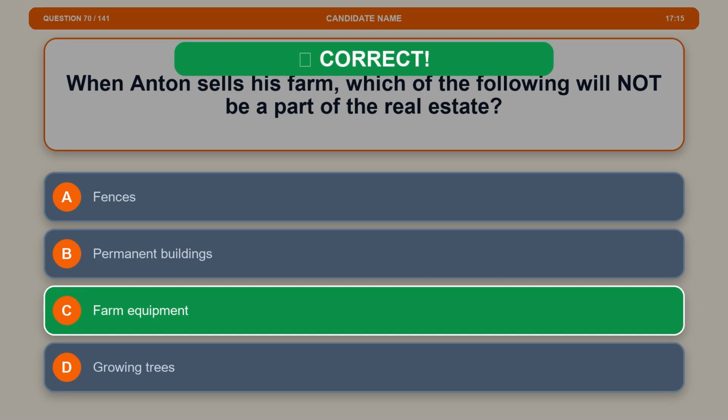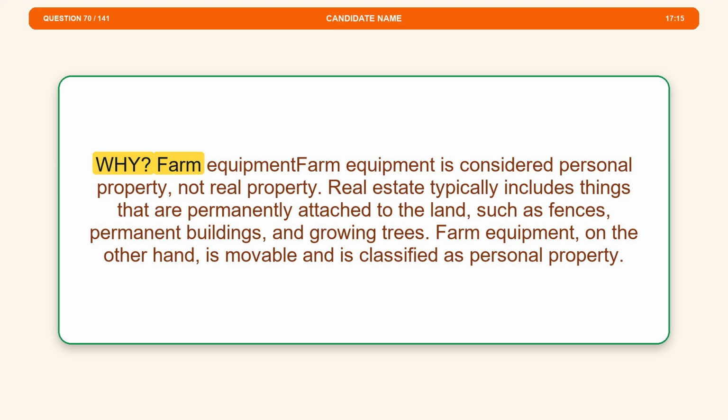The correct answer is option C. Farm equipment. Farm equipment is considered personal property, not real property. Real estate typically includes things that are permanently attached to the land, such as fences, permanent buildings, and growing trees. Farm equipment, on the other hand, is movable and is classified as personal property.